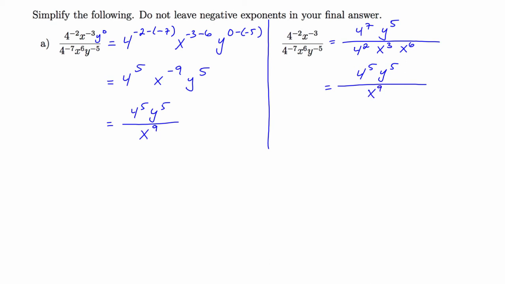Notice that either approach gives you the same answer. You're going to need to find which approach you are more comfortable with. And the starting point on that second approach was to identify anything that had a negative exponent and move it to the other side of the fraction.